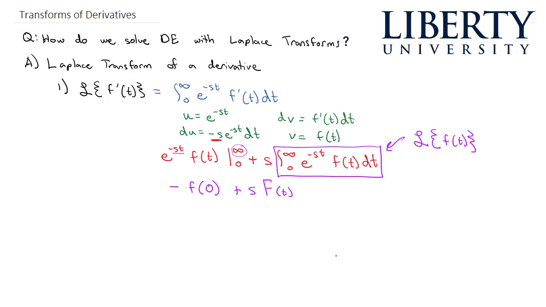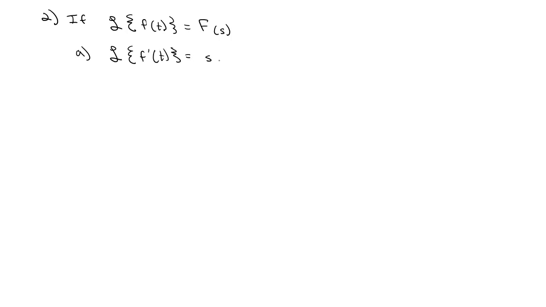And usually we'll change the order of this, putting the positive first, but this is essentially what the Laplace transform of a derivative turns out to be. Which means we can summarize this as a theorem or property: if the Laplace transform of lowercase f of t is equal to our capital F of s, then the Laplace transform of f prime of t will be equal to s times the Laplace transform of f minus f of 0.